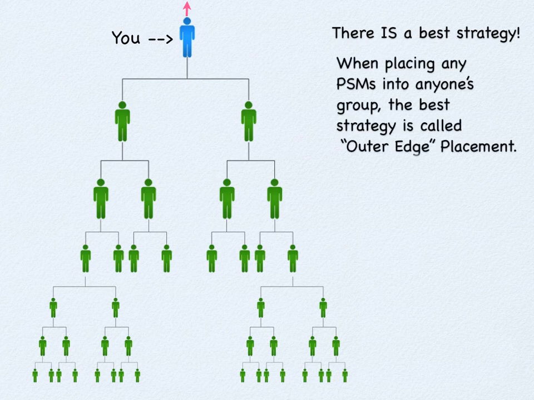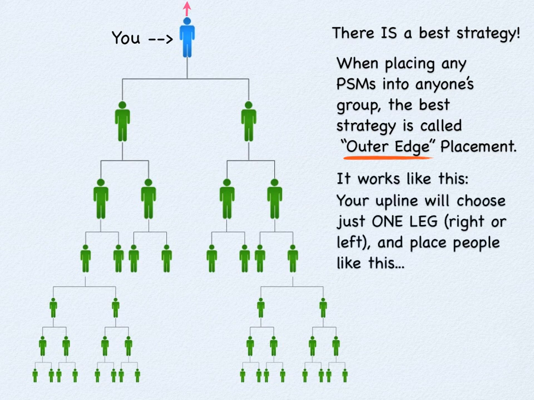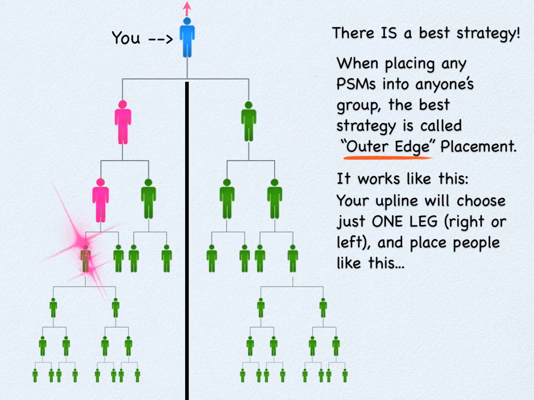When placing any personally sponsored member into anyone's group, the best strategy is called outer edge placement. Outer edge placement works like this. Your upline will choose just one leg, right or left, and place people like this. The first person they place will be on either your right or left. Let's choose left here. The next person they sign up into your organization will be directly underneath them, on that same outside edge. The third person will be there, the fourth, the fifth, the sixth, and so on.